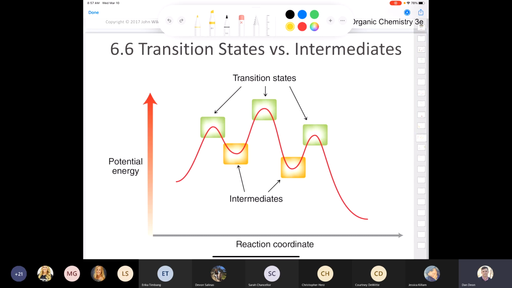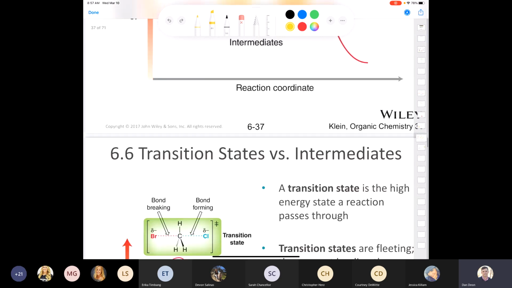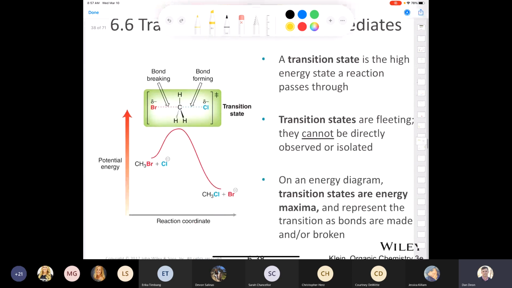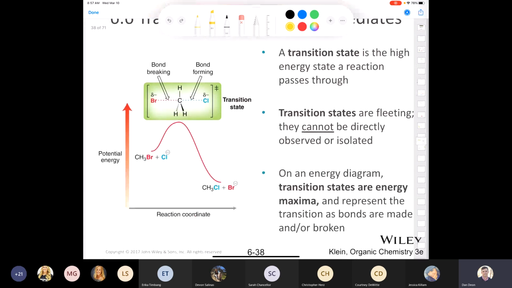And there's a difference between transition states and intermediates. In our book, the author likens a transition state to a person jumping up on a desk and then somebody taking a picture of them. If your friend takes a picture of you trying to jump up on a desk and catches you suspended in midair, that's a really high energy position, and it is very short-lived. You can look at the picture, but the position itself was very short-lived. And that is akin to a transition state. It's a high energy state that the reaction passes through.